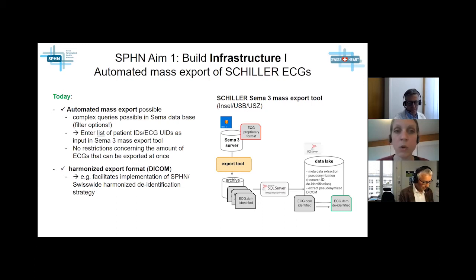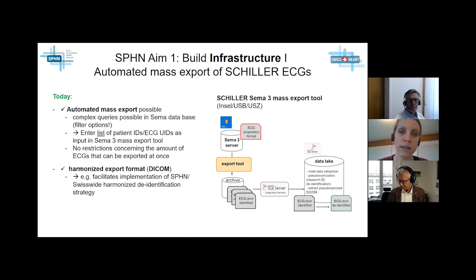So now we no longer have the issue with the restrictions on the amount of ECGs that can be exported at once. This is of course a much better situation than it was before, and we are now in the position to export ECGs of relevance for a given cohort in a much faster and more automated fashion than before.